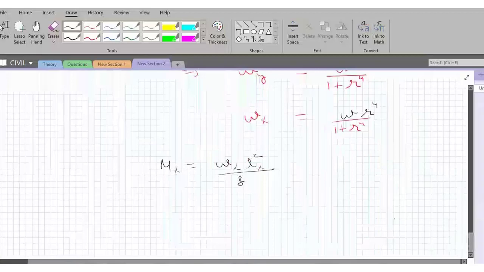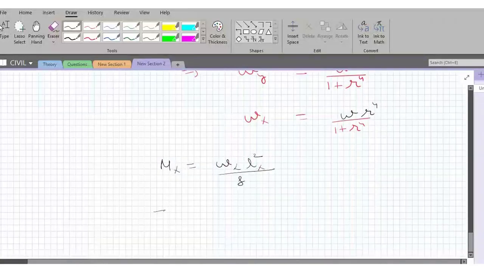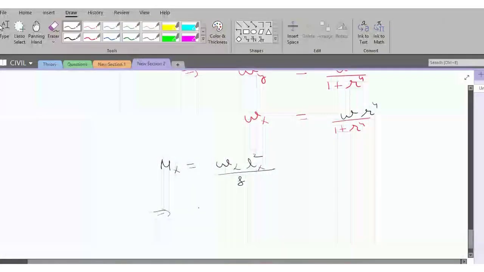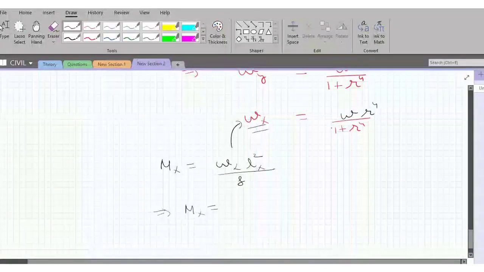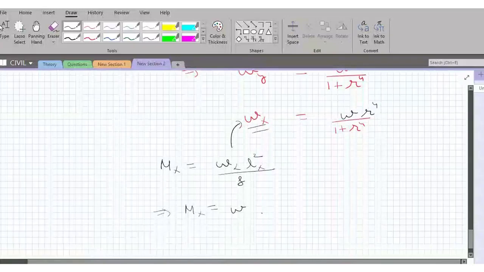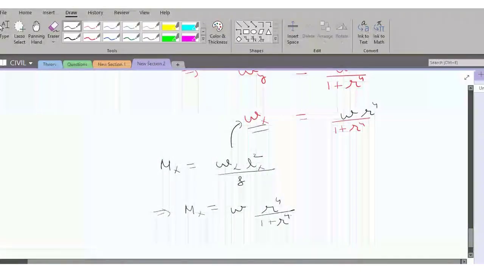Now, further I will be substituting my equation. So my equation becomes Mx equal to, if I substitute the value of Wx, W into R to the power of 4 divided by 1 plus R to the power of 4, into Lx square divided by 8. So this is the expression which you will get.